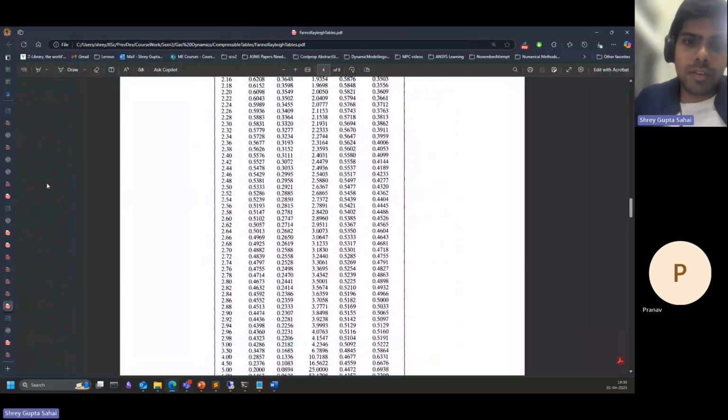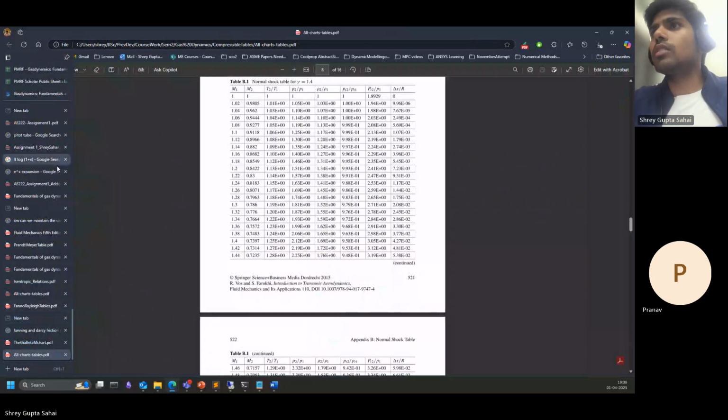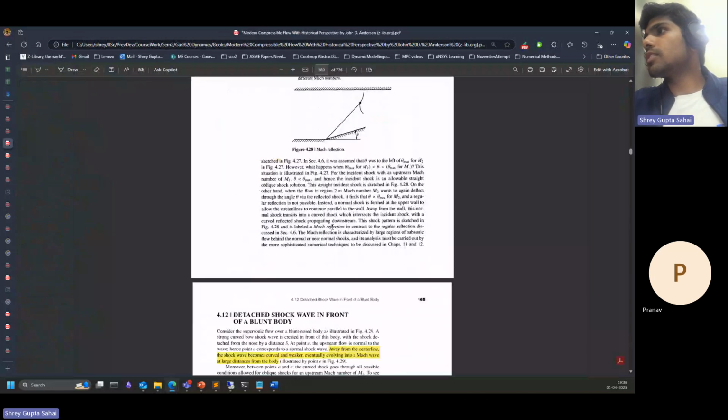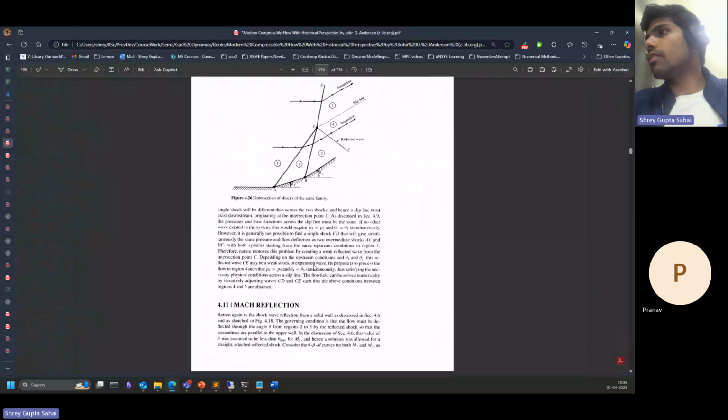Okay, let's do it this way. Let's try to see if this is the static value. One more thing that I wanted to see was what happens when the two shocks, the reflected wave.